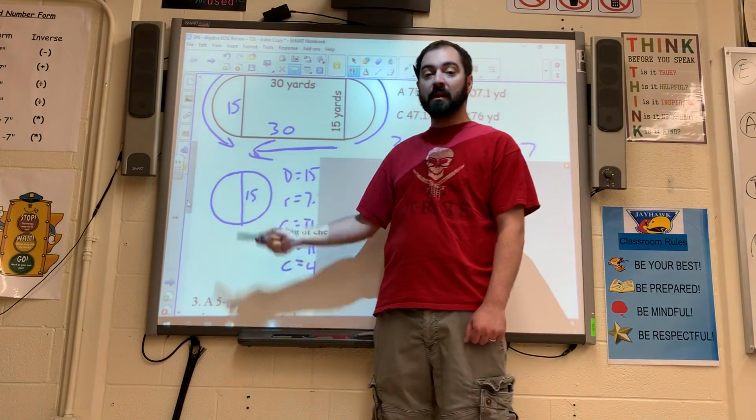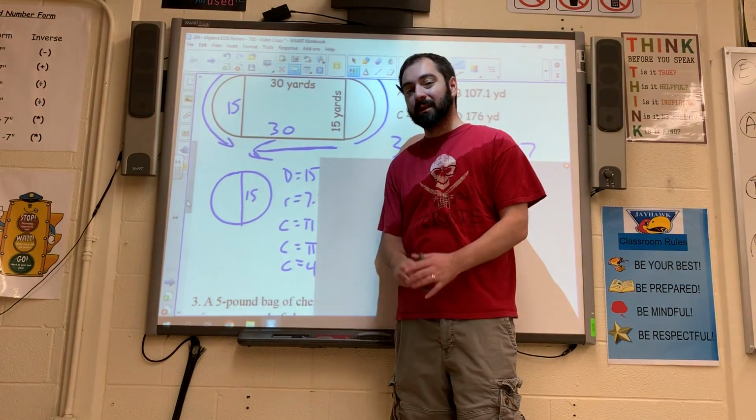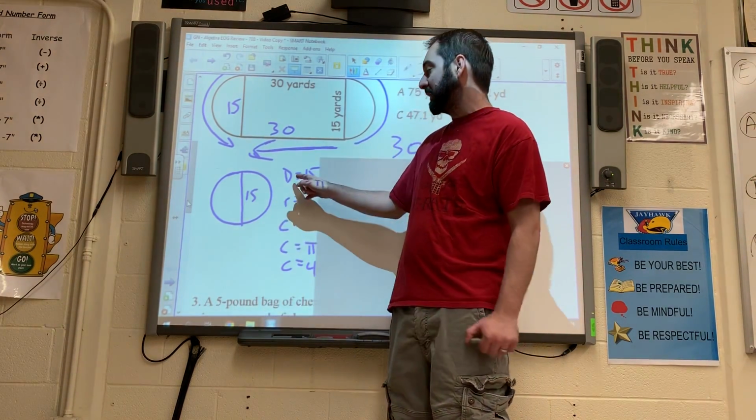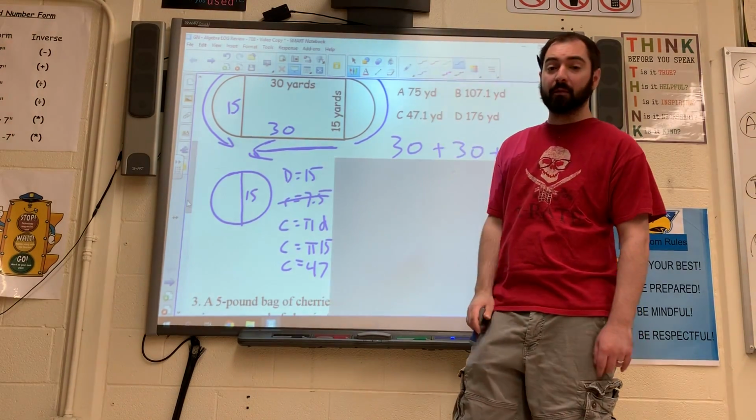Well, if I think about it, I just combine these two halves to make one whole. That 15 clearly goes straight through my circle, so it's the diameter. The radius is half as big, but we're not going to use this in that problem. That would be for area.